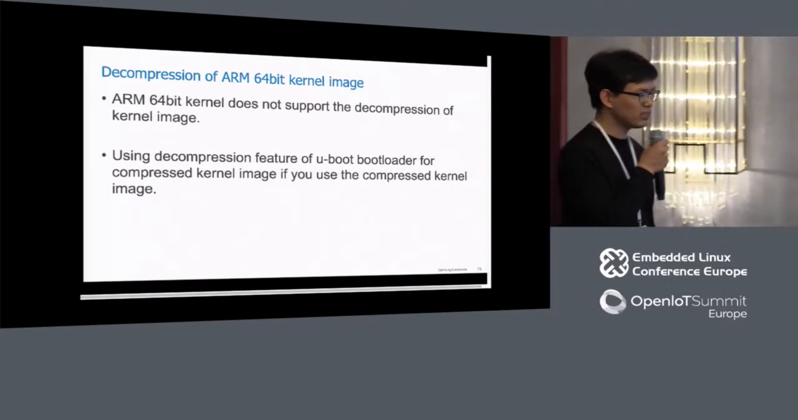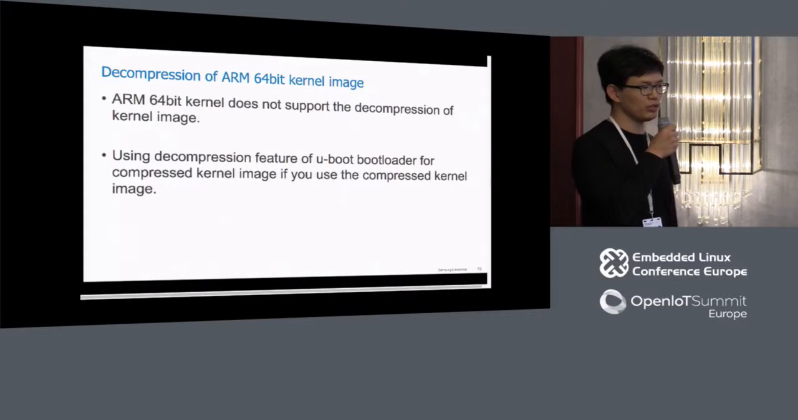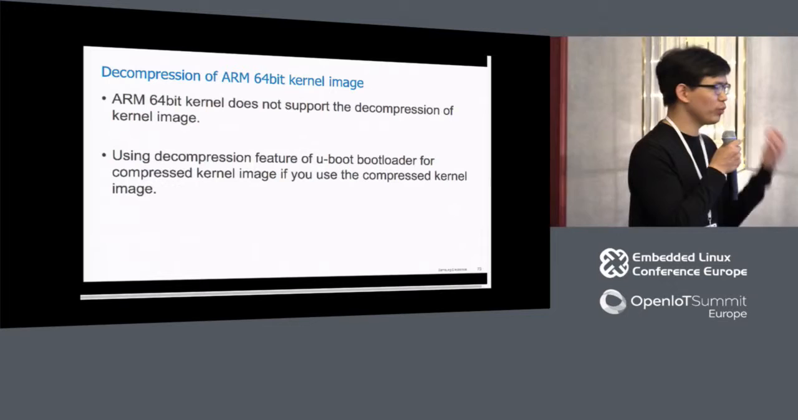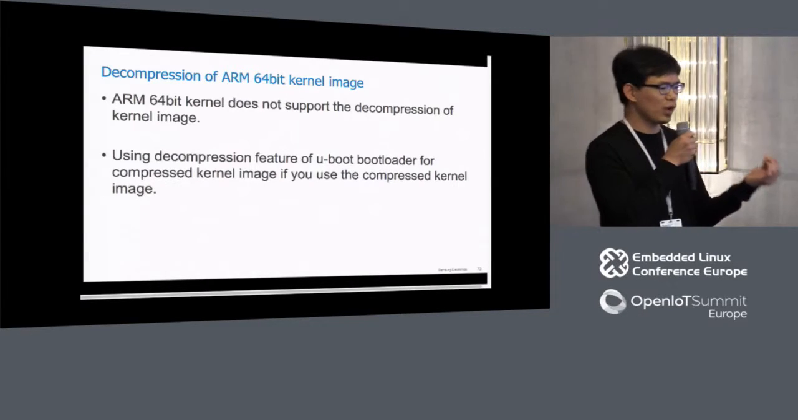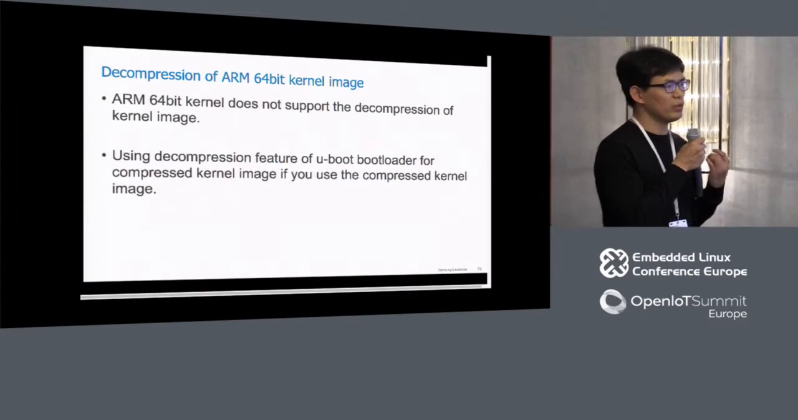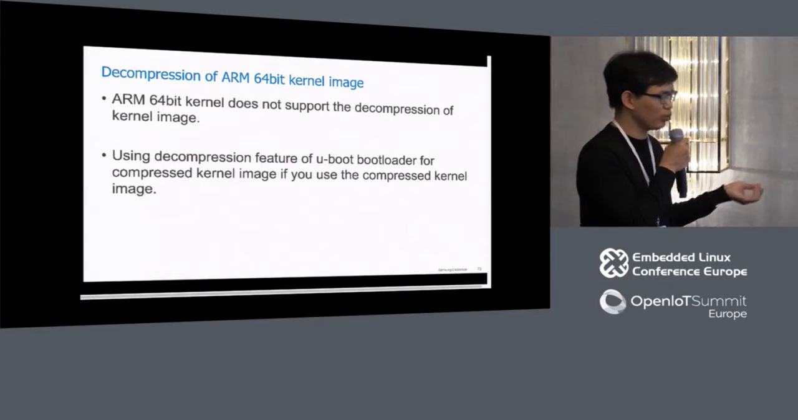And the ARM64 kernel does not support the decompression features, so we cannot use the gzip image. But if we want to use a compressed image, we can use the decompression features of the U-Boot bootloader. So in my project, we use the decompression features of the U-Boot bootloader.